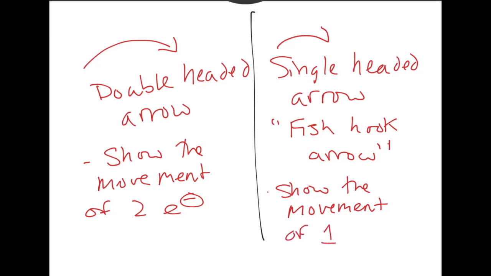of one electron. So whenever you're doing a radical mechanism, you need to use the single-headed arrows because that's showing one electron moving. So that's how you can differentiate when you look at a mechanism: is this a radical mechanism, or is this a regular positive, negative charge kind of mechanism? It's by the type of arrow.